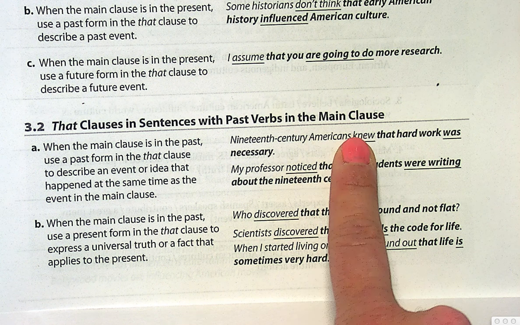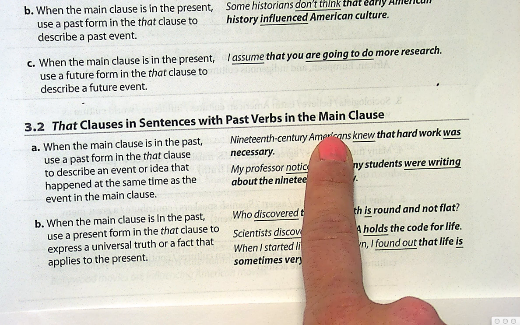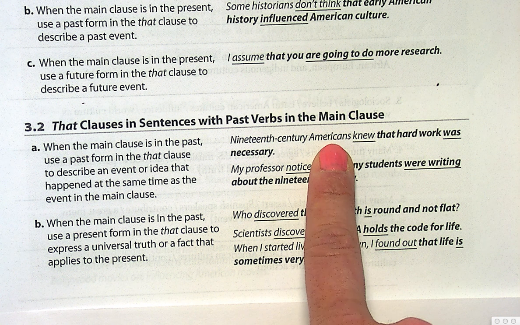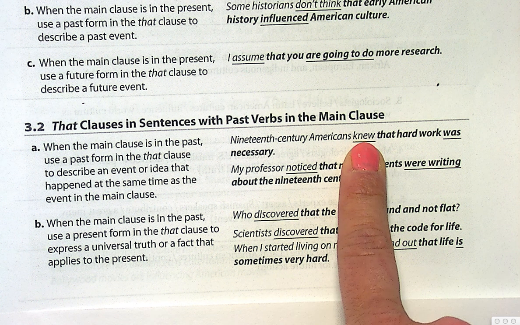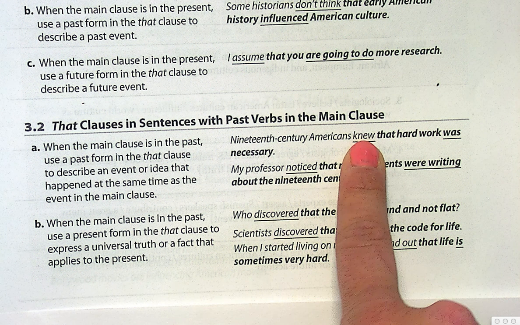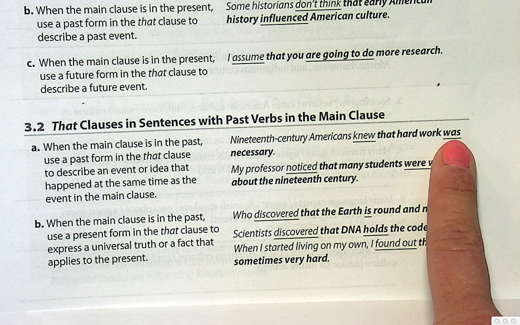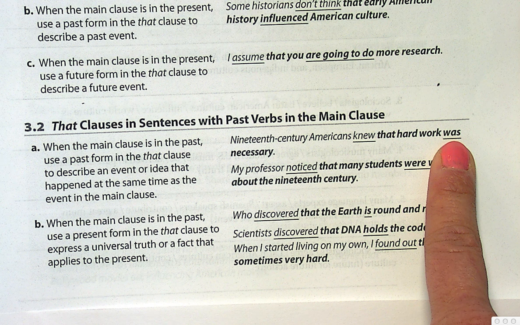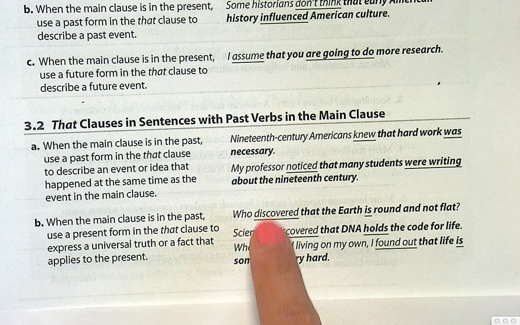Americans knew. Well, it's 19th century Americans, so we've got an adjective here describing Americans. So specific Americans in a specific time, which is in the past. So we need a past verb here, because we're not talking about all Americans always. This past tells us about this first action, Americans knew. This past verb tells us about this fact or truth that was true at the same time in the past. Hard work was necessary.